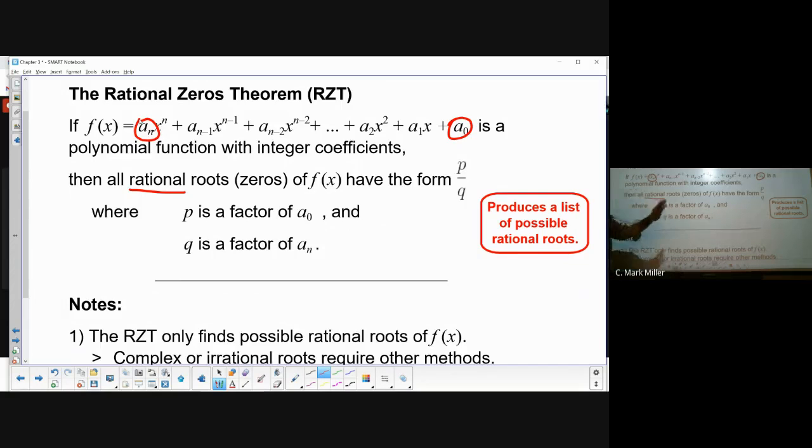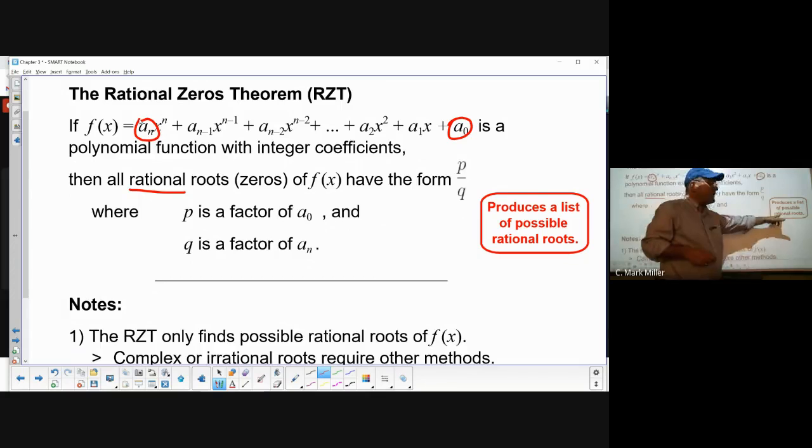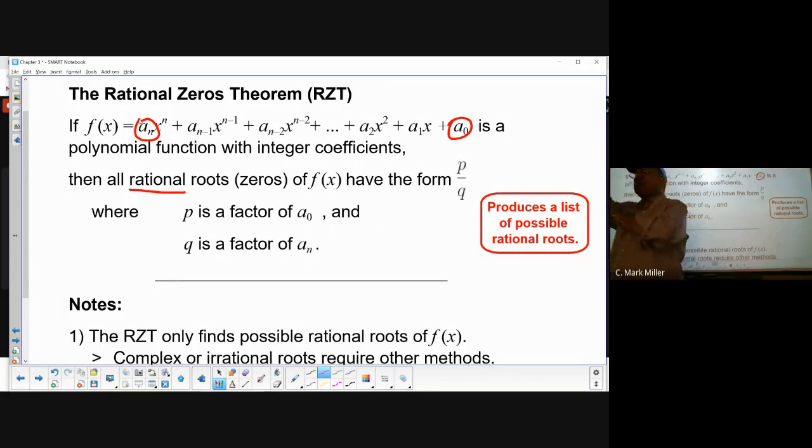So this is going to produce a list of possible rational roots. What does rational mean? It means fractions. And we're going to consider whole numbers fractions, because 5 is 5 divided by 1. So we're going to call that a fraction. It's a rational number. So this theorem produces possible rational roots of our polynomial function.